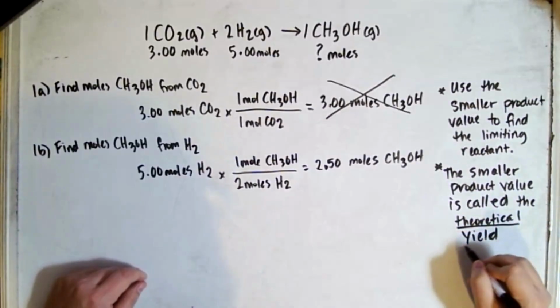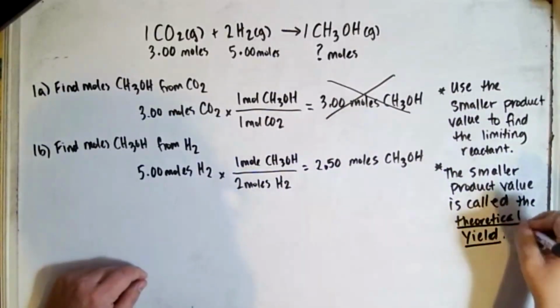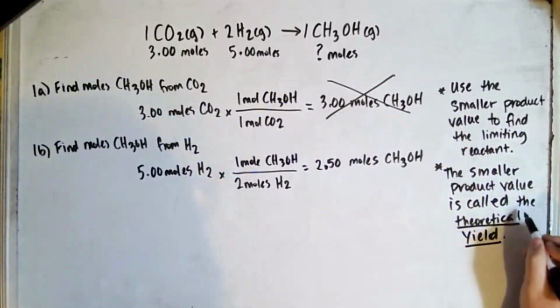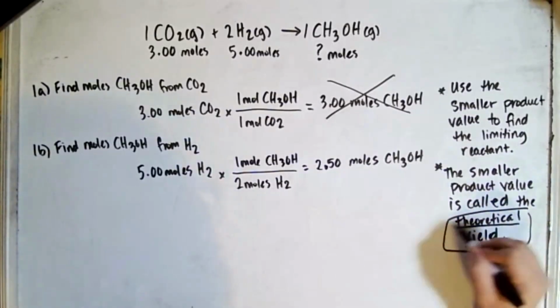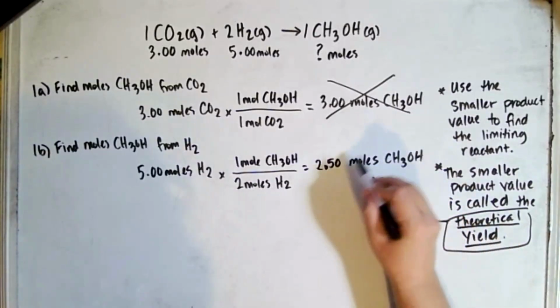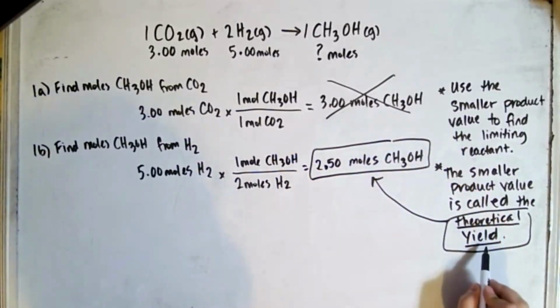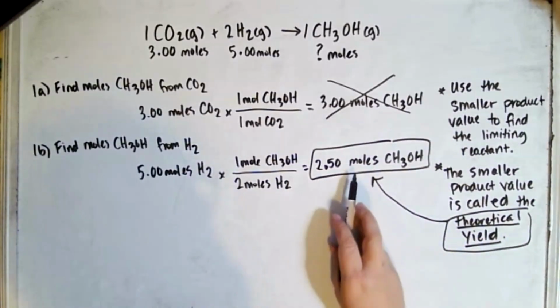Okay, so highlight that, put a star around it, circle it, whatever. But the smaller product amount is called the theoretical yield. So this number here, the smaller number that we found, the 2.50 moles of CH3OH, that's our theoretical yield.